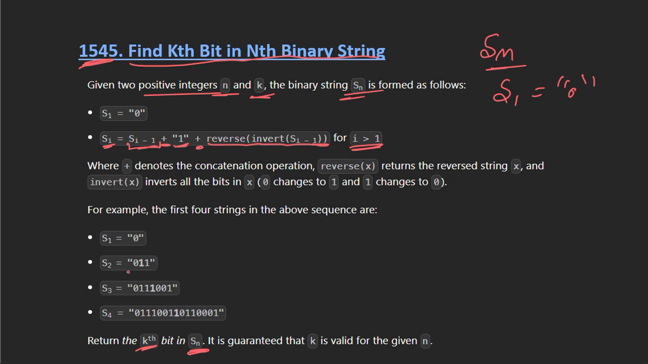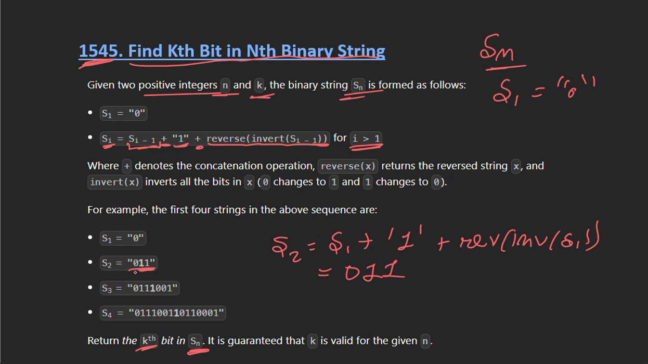So let's see how S2 will be formed. S2 is equal to S1 plus character 1 plus reverse invert of S1. And what is S1? S1 is 0, so 0 1. And the invert of 0 is 1, and reverse of 1 is also 1. So see, S2 is 0 1 1.